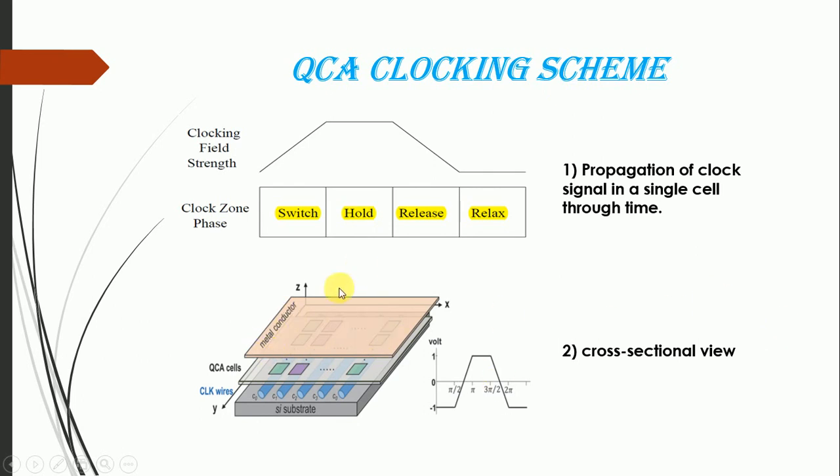Then we go to the cross-sectional view. We have 2 things to keep in mind: metal conductors and silicon substrate are placed, and the QCA cell is sandwiched between them. If I apply a clock in the Y direction, an electric field is produced in the Z direction, as we know from the thumb rule. That will happen here also, and the signal will propagate in the Y direction.